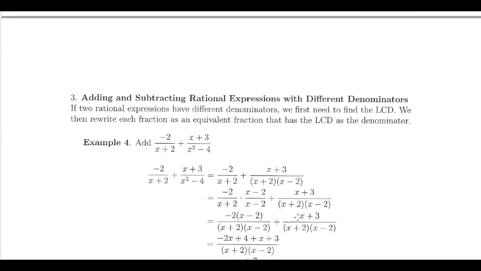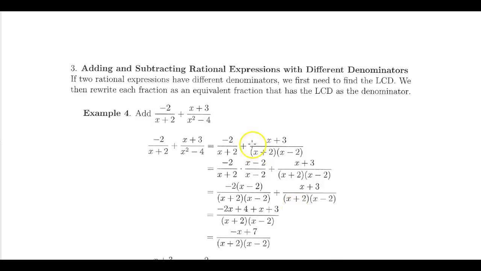So now what we want to be able to do is add and subtract rational expressions with different denominators. So if two rational expressions have different denominators, we first need to find the LCD, and we rewrite each fraction as an equivalent fraction that has an LCD as the denominator. So remember, with equivalent fractions, if we multiply a fraction by any form of 1, we get an equivalent fraction.